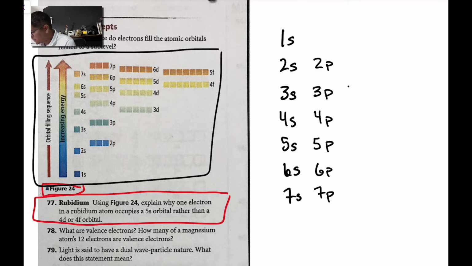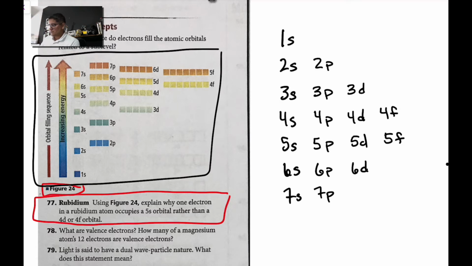And then the next block that's going to come in is the d's, and the d's begin at the 3, because there is no 1d and there is no 2d. 3d, 4d, 5d, and it ends at 6d. And this all coincides with the periodic table. And then the f's, there's only two f rows, and they begin at 4f and 5f. So this is what I would do next.